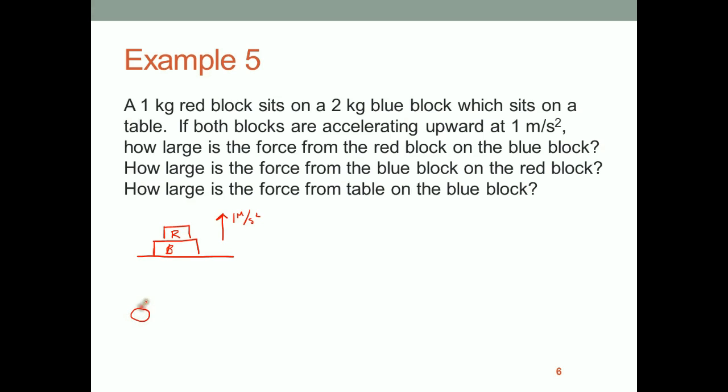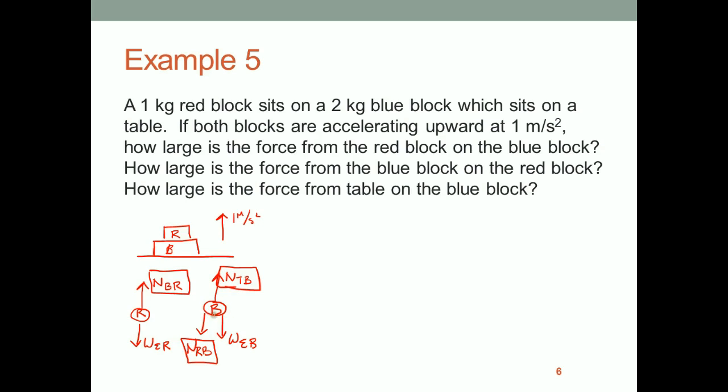So I'm going to draw 2 free body diagrams, one for each block. To begin with the red block, I have a normal from the blue block on the red block, and the gravity pulling down caused by the Earth. On the blue block, I have a normal from the table on the blue block. I have gravity pulling downward, and I also have a normal force from the red block sitting on the blue block. So the 3 forces I want to find are this one, and that one. Okay.